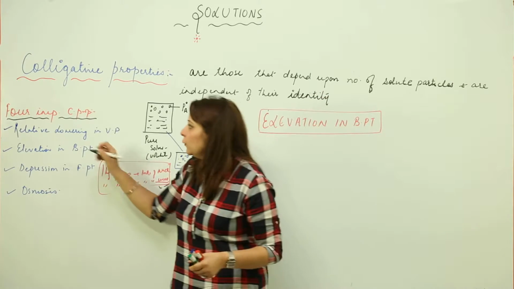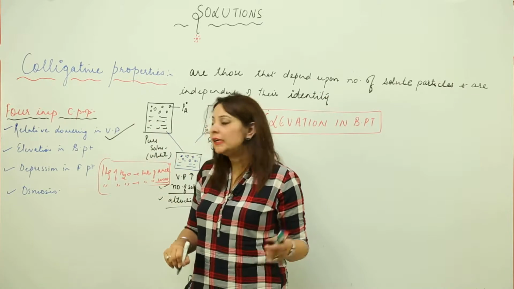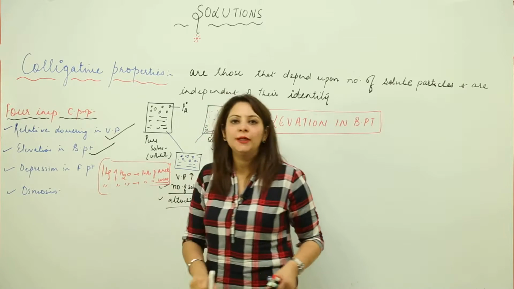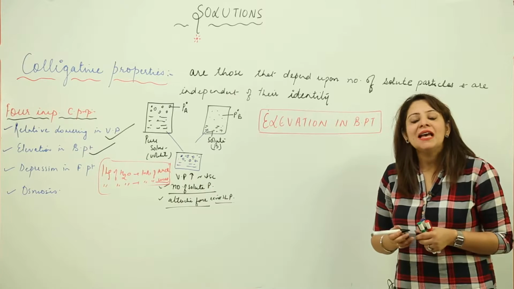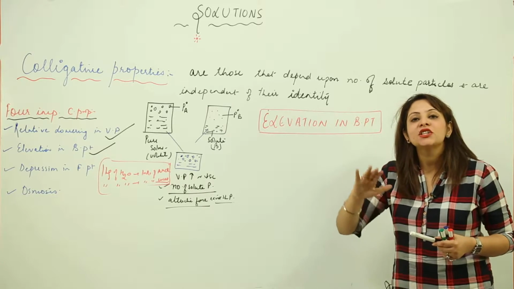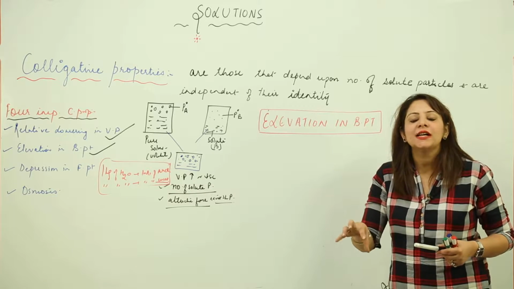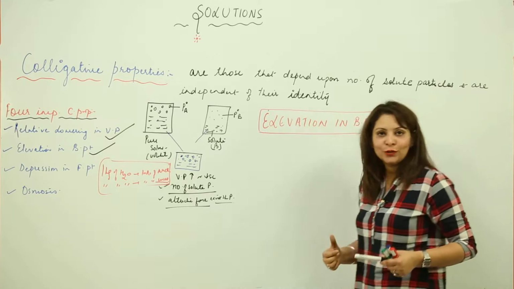Now we are done with relative lowering in vapor pressure. Now we are going to do elevation in boiling point. So just look at the board at what elevation in boiling point is. As the name suggests, the boiling point increases when you add a non-volatile solute into a solvent. Just look at the board how.